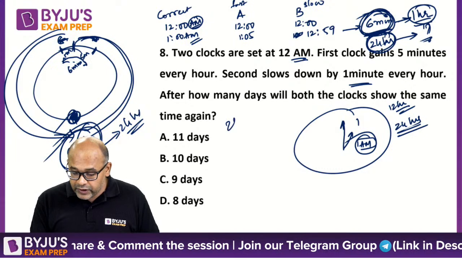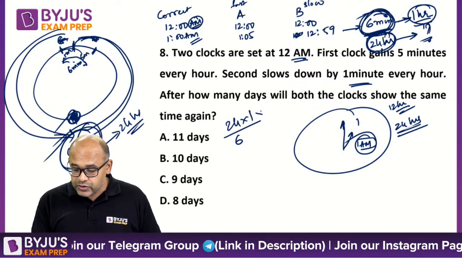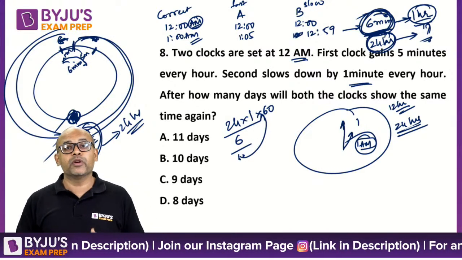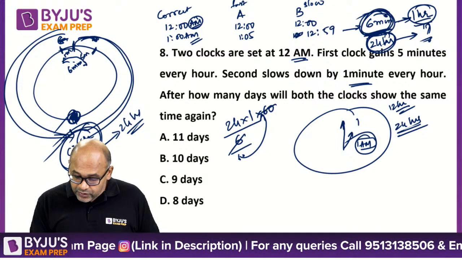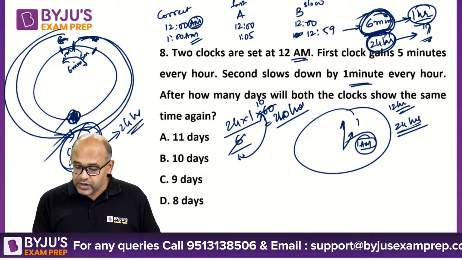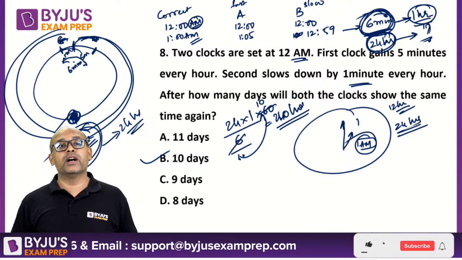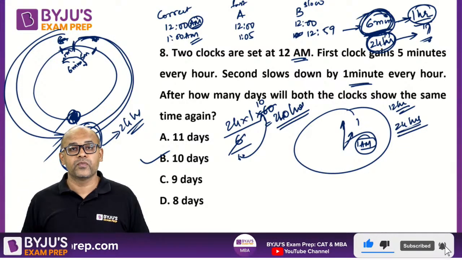So you'll get 24 into 1 by 6. But remember, this is 6 minutes, so into 60. Because 6 by 60, that 60 will go up, right? Because you're converting everything into hours. So 6 goes 10 times, so this is 240 hours. 240 hours means 10 days, because 1 day is 24 hours. 240 hours is 10 days. That is your answer. Clear?